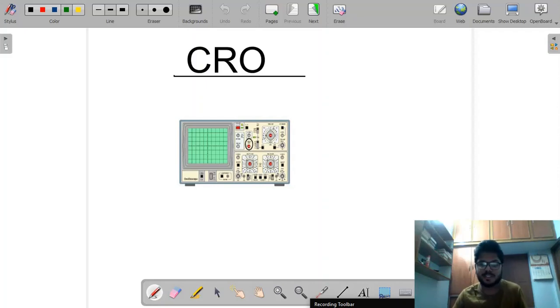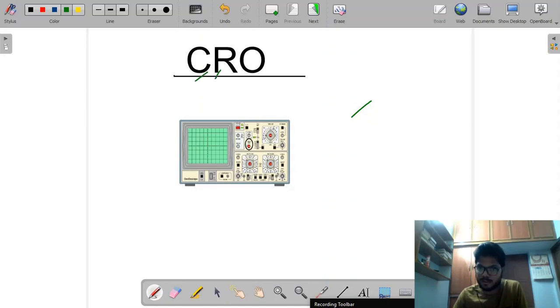Today we are going to discuss a very interesting and important topic of electronic measurement and instrumentation, that is called CRO. First of all, we need to focus on what a CRO is. CRO is an abbreviation of cathode ray oscilloscope.